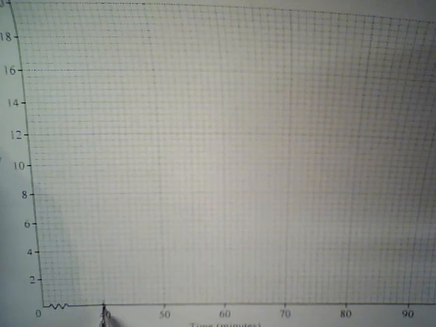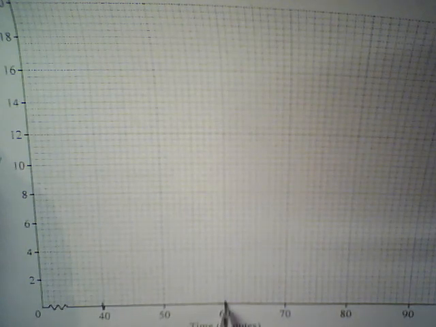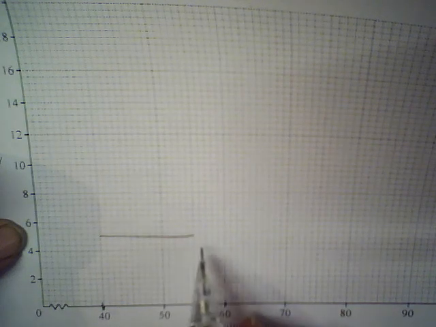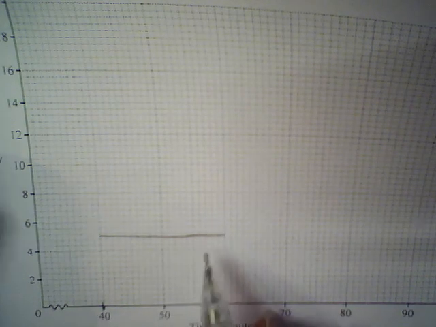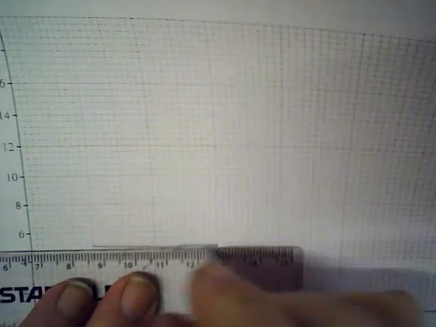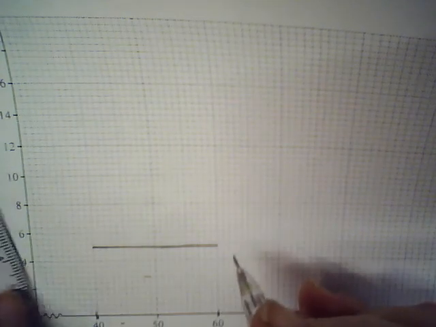Okay, so now I need to complete this grid. 40 to 60, that's the first one, and we have 5. So 4. Okay, and let's use a ruler. It will make life a little bit easier and make our work a little neater.